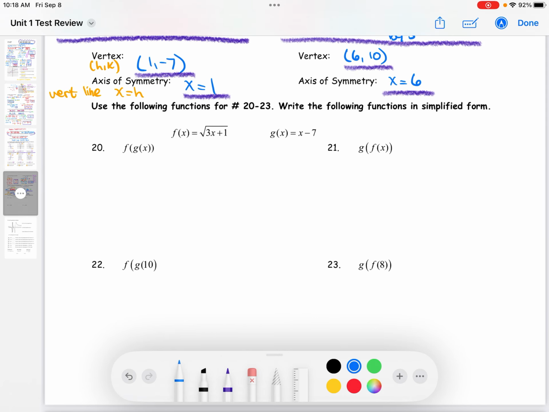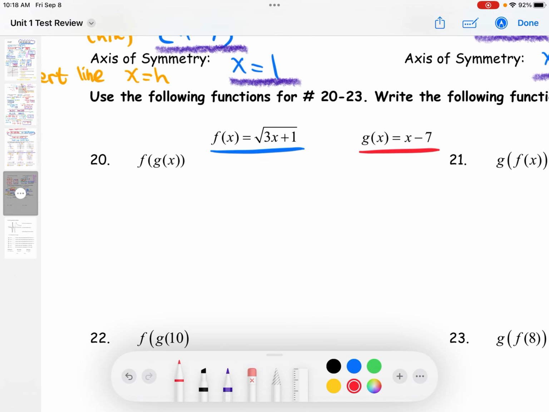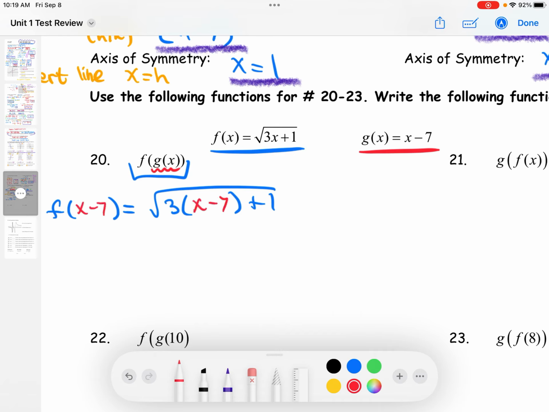Now, let's take a look at functions of functions. Let's look at number 20. We have f of x and g of x. We're doing f of g of x. Since there's nothing to work out for g of x, there's not a number to plug in, we go straight to the f function. F function says square root of 3 times stuff plus 1. The stuff we're putting in is g of x, x minus 7.